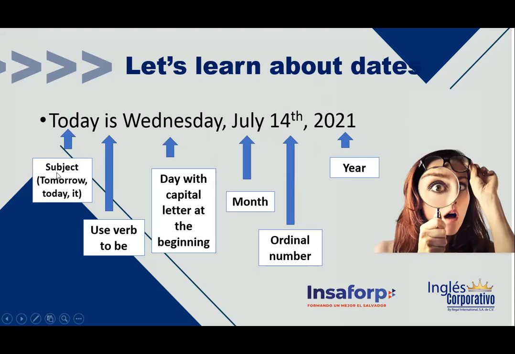So when we want to say the date, la fecha, first you have to say the subject or the special day. It can be today, tomorrow, or only the it. Then you have to use the verb to be. In this case, is. Today is. And then the day, Wednesday, or Monday, or Friday, or Saturday. And you start the day with a capital letter, right? You put the capital letter at the beginning of the day and also of the month. Wednesday with capital letter, July with capital letter.